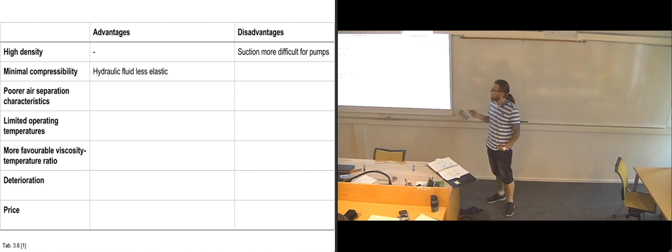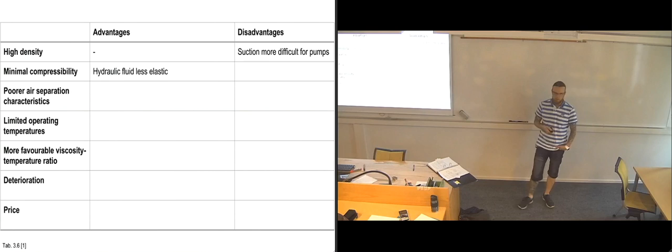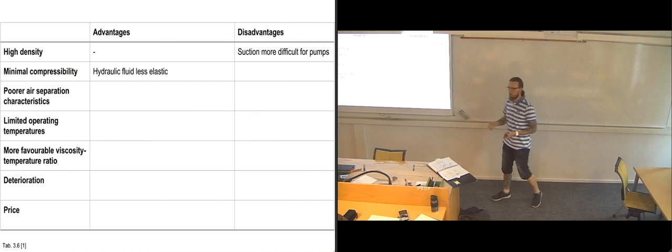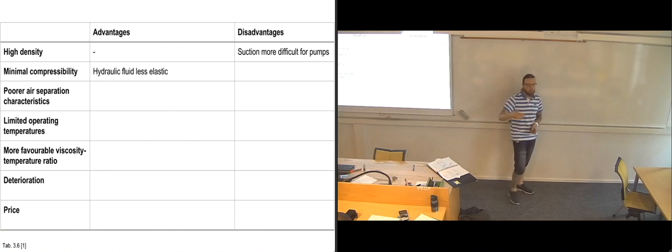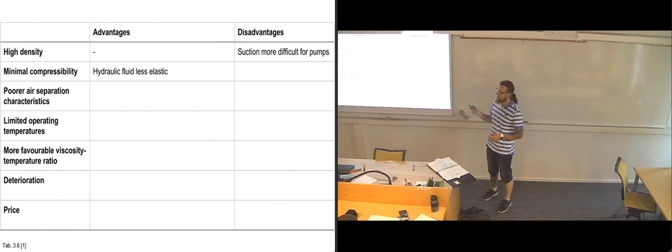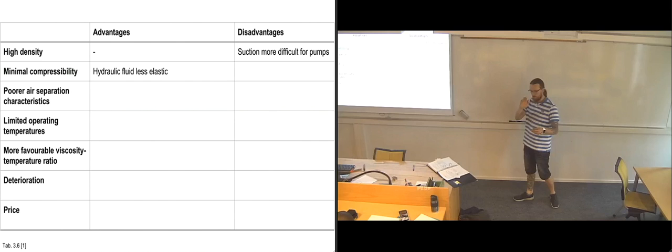If we have minimal compressibility, the advantage is that our hydraulic fluid is less elastic, which means that we will have basically less bounce in our system. So if we are using a cylinder to push something and it is pushing back, and we have a fairly compressible fluid, say you're using a pneumatic system instead, which uses air, then you can basically push the cylinder back in because you can compress the air. So you can really get a bouncing effect on the cylinder. You won't get that with hydraulic fluids because they aren't that elastic, basically. You might get a little bit, but you won't get much.